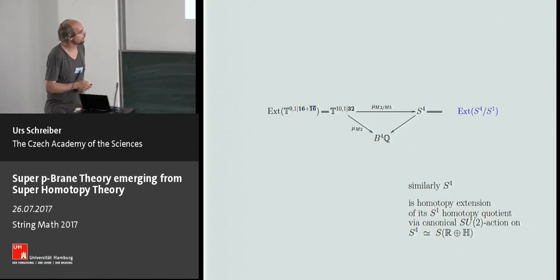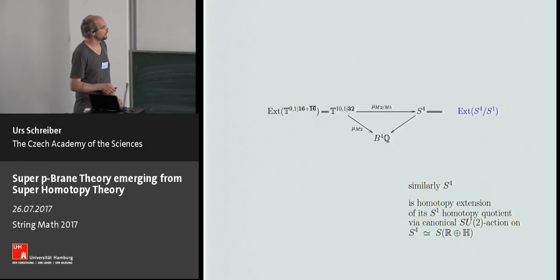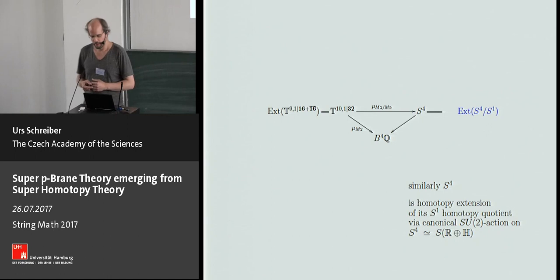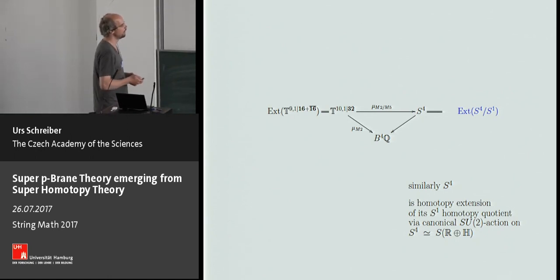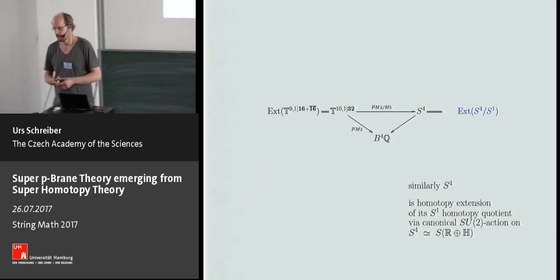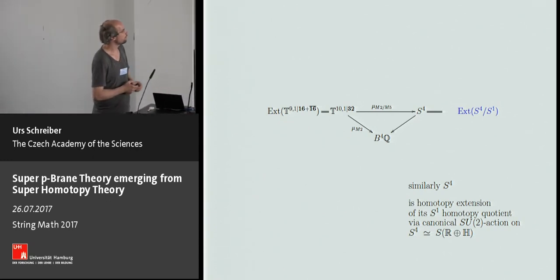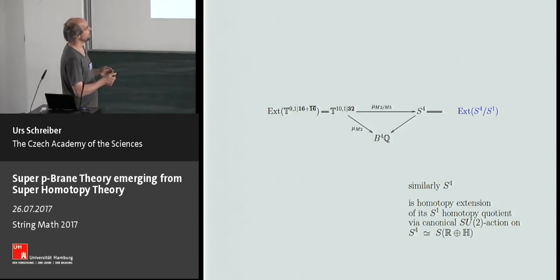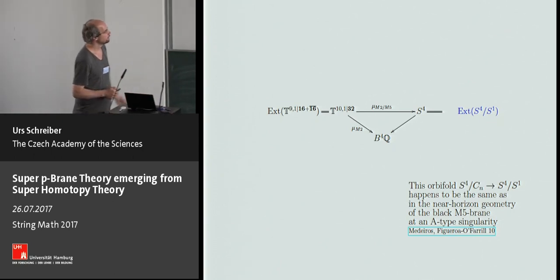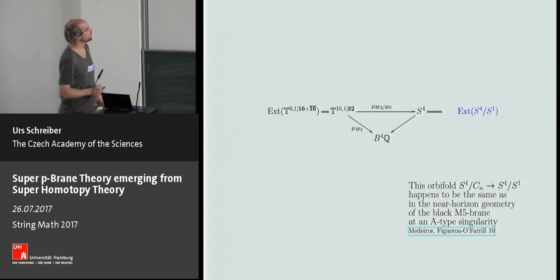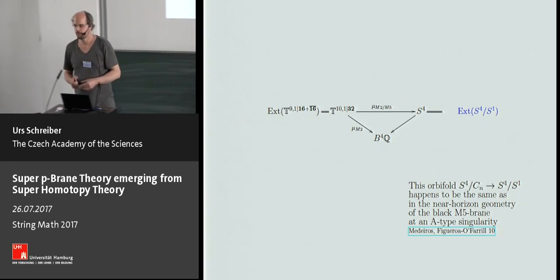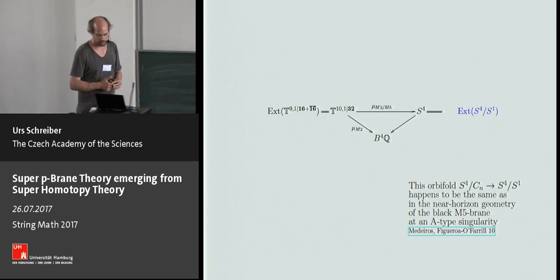So a natural solution is to regard the 4th sphere as being the unit sphere in the space that is the reals plus the quaternions, and let S1 act in the canonical way as a subgroup of SU2 on the quaternions and form the homotopy quotient. So this is an orbifold here, since this action is not free, it has 2 fixed points. And then S4 is the homotopy extension of this. Notice that this orbifold that appears here from just our extension business is the orbifold that happens to appear in the near-horizon geometry if you put a black M5-brane at an A-type singularity.